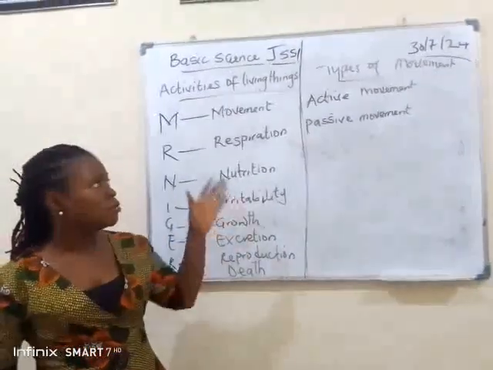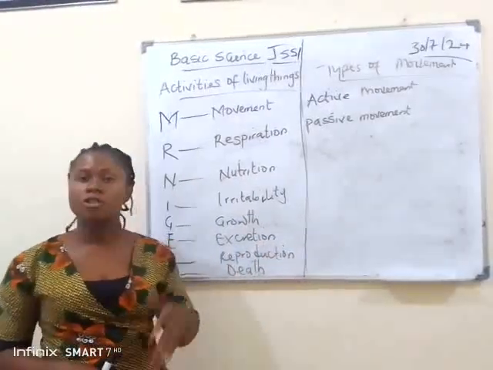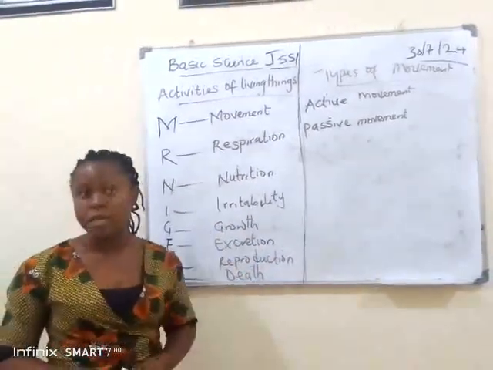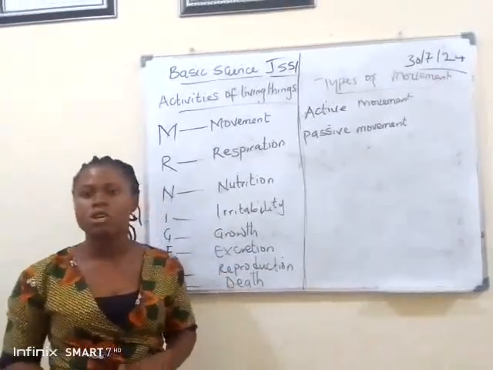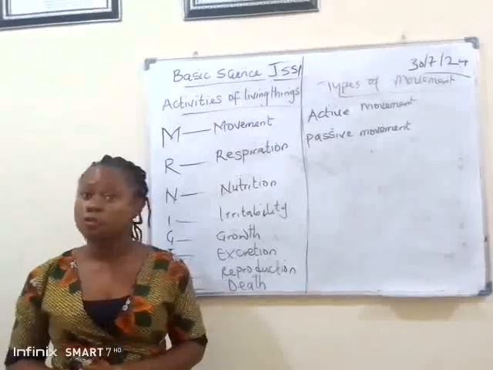Tropism here is when these plants try to derive sunlight. They find a way to go towards the direction where there is sunlight so that they can manufacture their food.